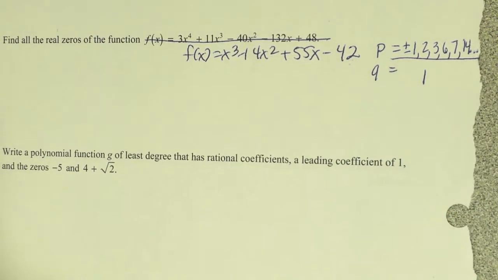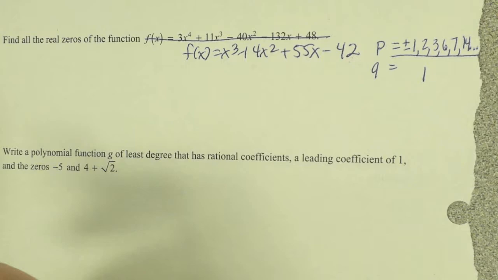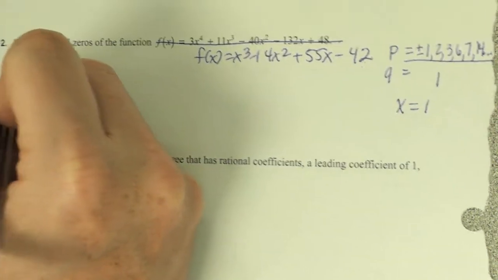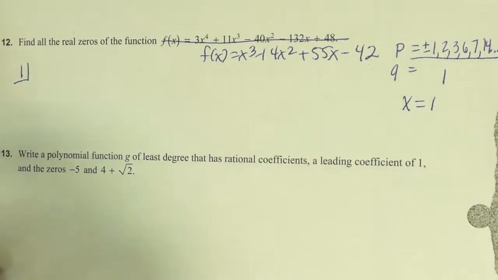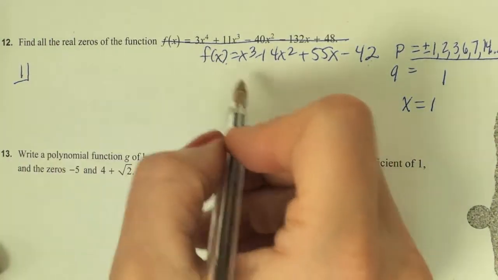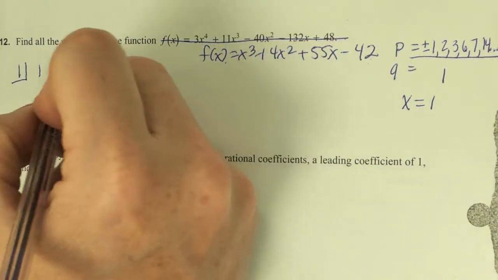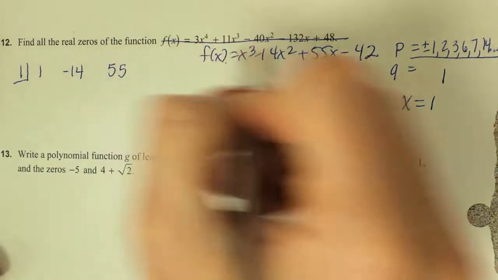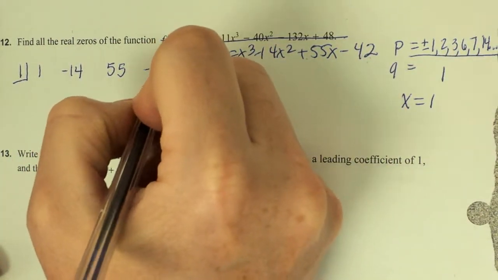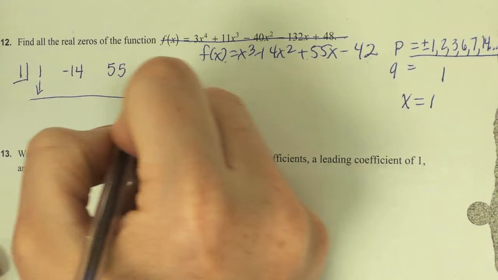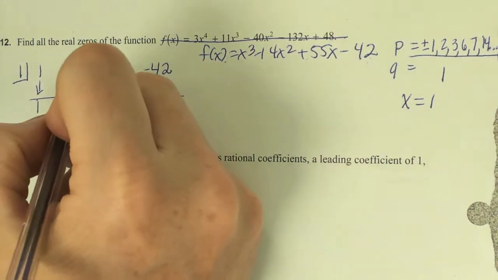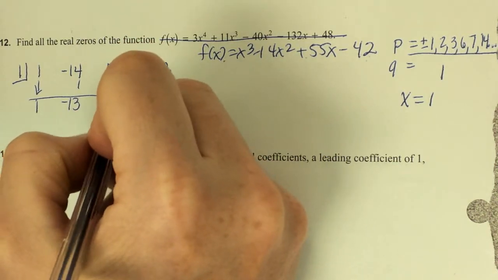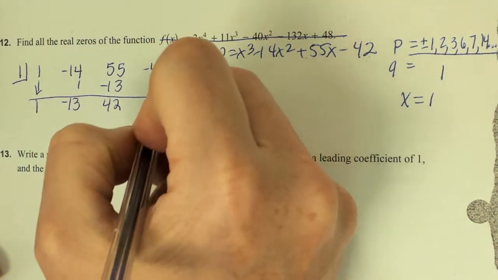So what happened there? What was my first solution then? 1. Okay, do you see how I did that? I didn't even have to really do much work at all. So now I know 1 is going to work, but I want to go ahead and do my synthetic division. So I do 1, negative 14, 55, and negative 42. I bring down the 1. I already know this should work because I just did it. So that's 1, that's negative 13, that's negative 13, that's 42, that's 42, and that's 0.